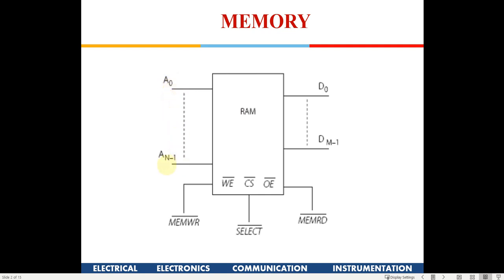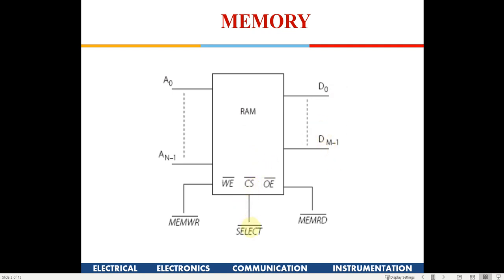So with 2 to the power of n, there will be different rows available in a RAM, right? That means 2 to the power of n different memories are available. Each memory could be 1 byte or 2 byte or 3 byte, depending on what kind of RAM you select. Accordingly the number of data lines will change. If it is a single byte memory, then there will be 8 data lines, and if it's a 16 bit memory, then there will be 16 data lines.